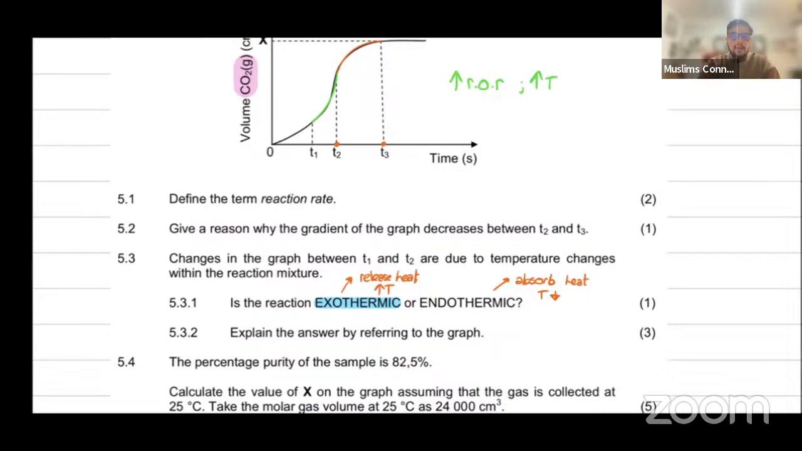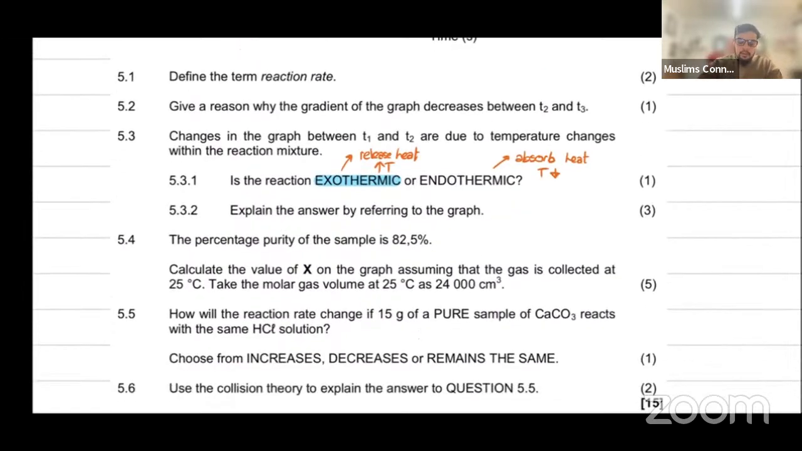So the gradient of the graph is increasing from T1 to T2. Therefore, it means that the rate of reaction was increased and therefore the temperature has increased. And therefore the reaction was exothermic. Okay, perfect. I'll give you a memo answer for that as well, no stress. Let's look at 5.4.